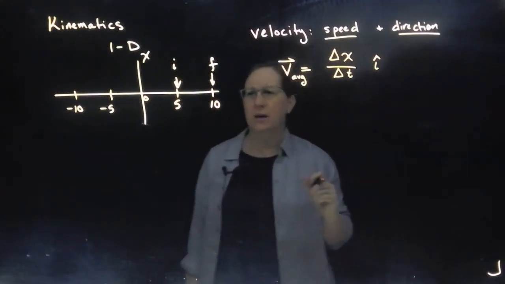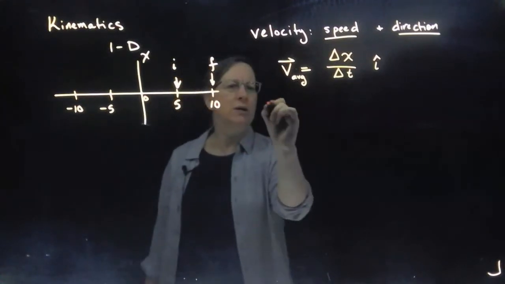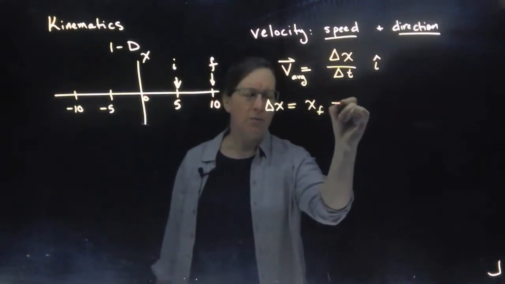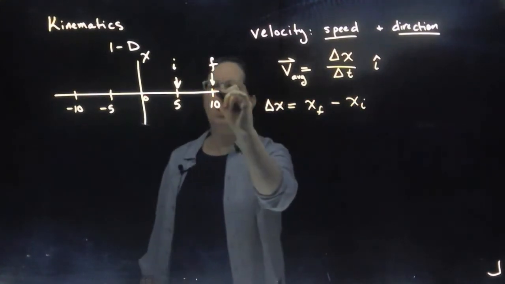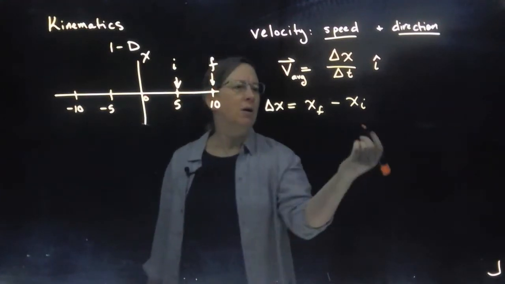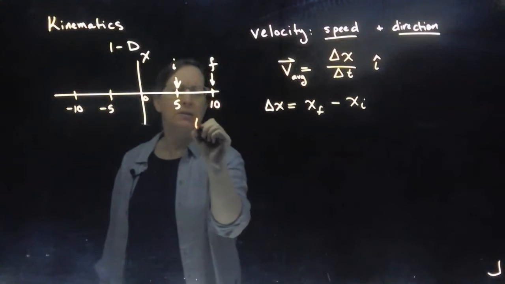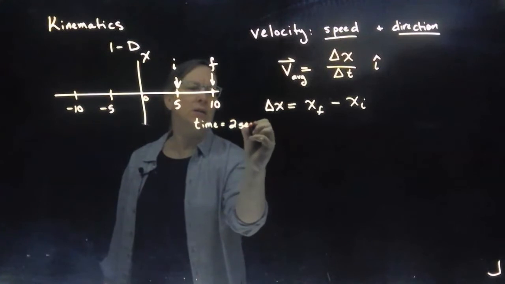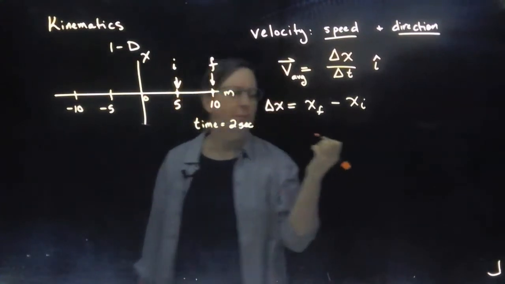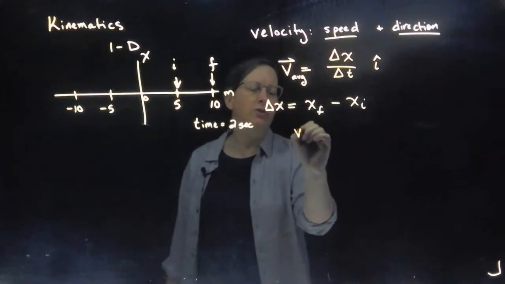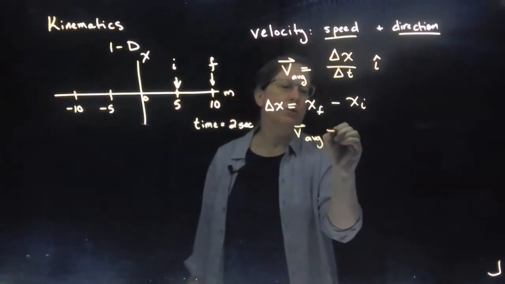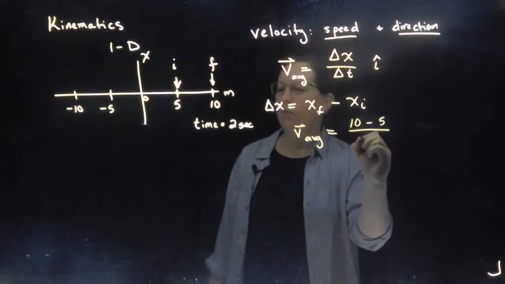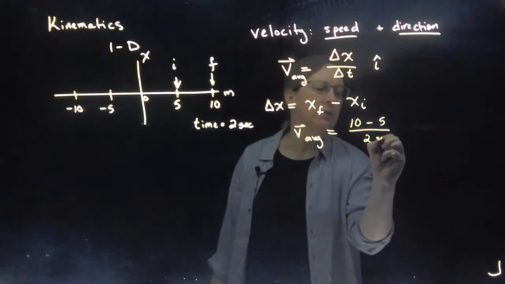So let's take this example. If this is our final, so delta x, that's just the change in x, that would be x final minus x initial. So if you start here and you end up here, and let's say that's a time of 2 seconds and let's say this is meters. Okay. So our average would be, of course, our delta x, which would be final minus initial, 10 minus 5, over the time, which was 2 seconds.